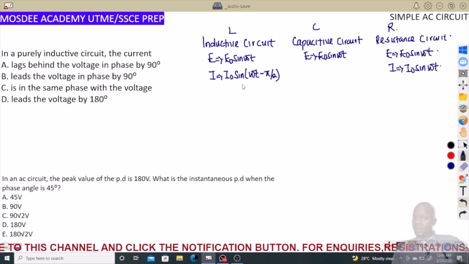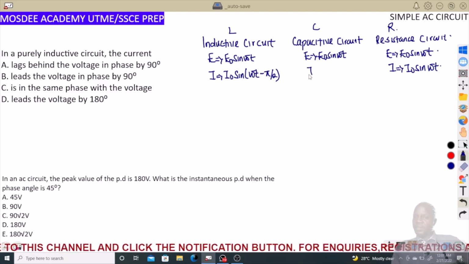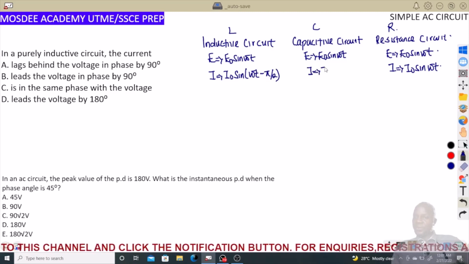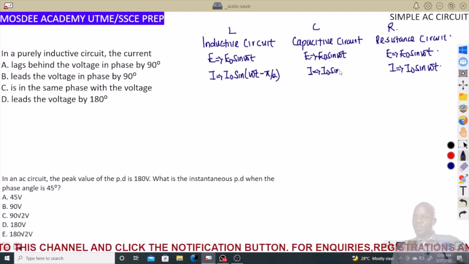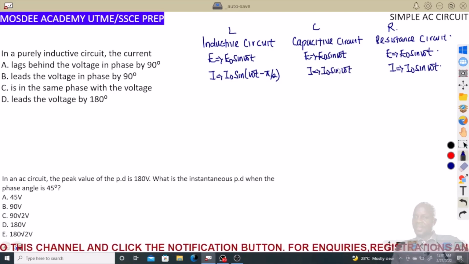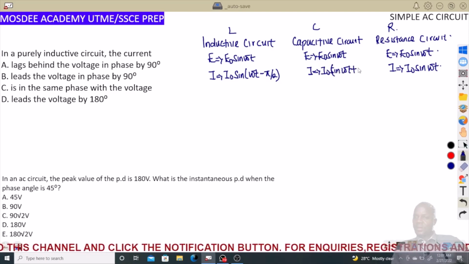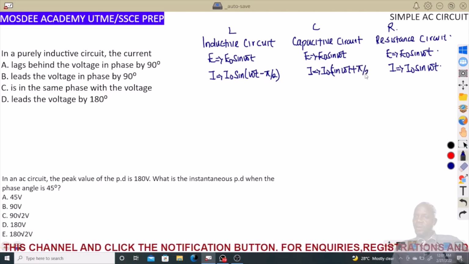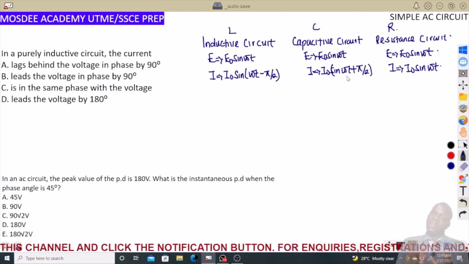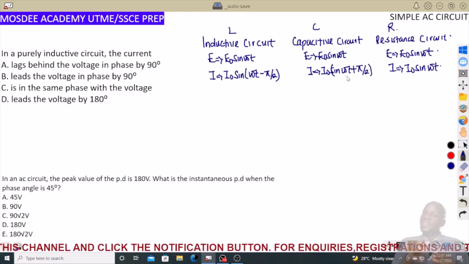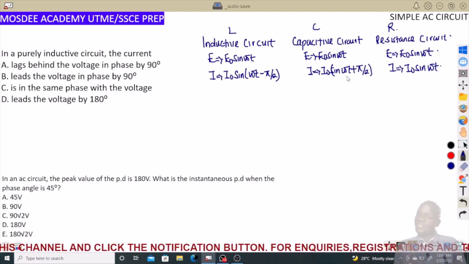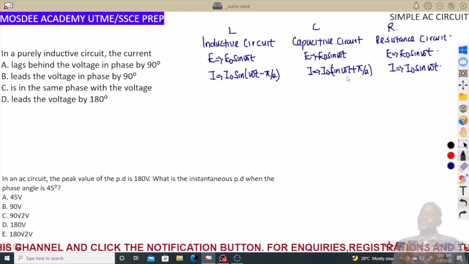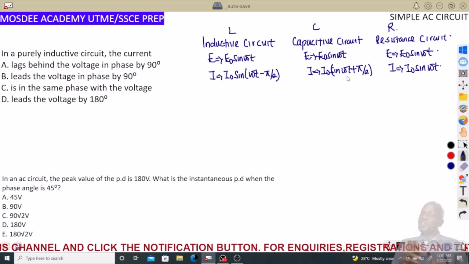This is the way we write it. And the current here we write as I equals I naught sine of omega t plus pi by 2. Now, how do we come about this? The derivation is available on my channel. It's by what we call phasor analysis, which I think for this level I don't need to go into the derivation. I just need to tell you the application.